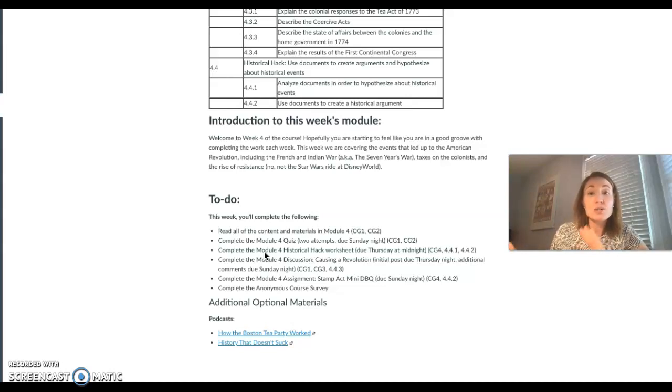And then we're also, for our historical hack and also for our assignment, going to be doing a miniature DBQ. A DBQ stands for document-based question. And this just means that you're going to be given some resources. So this week it's mini, they're very small. So you're going to have a small paragraph to read, but you're going to use these different sources. There are 8 different items, and you're going to use them to form what we talked about last week, which is a historical argument. So you're going to pull these pieces together to look at what was happening in regards to the Stamp Act. And so if you have questions on that, let me know.